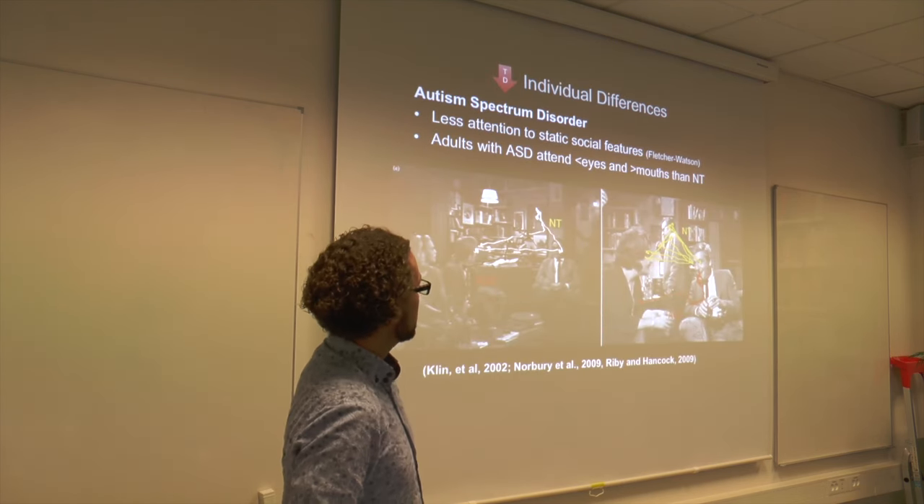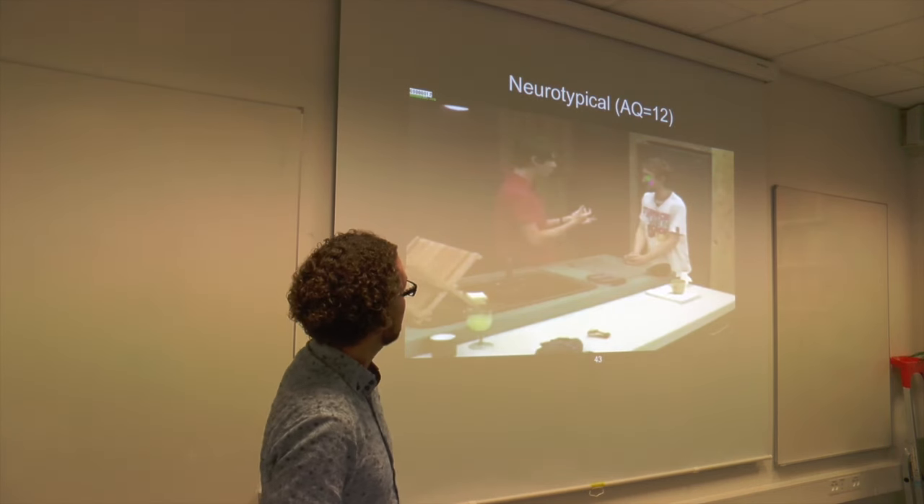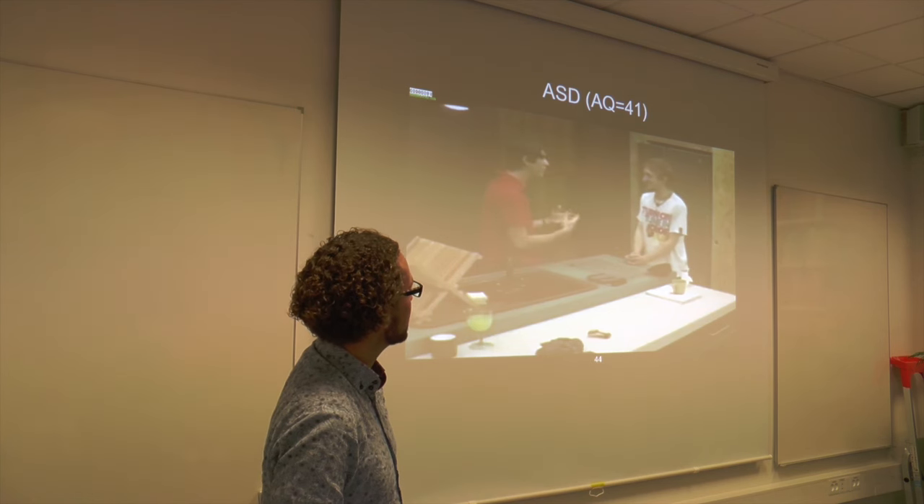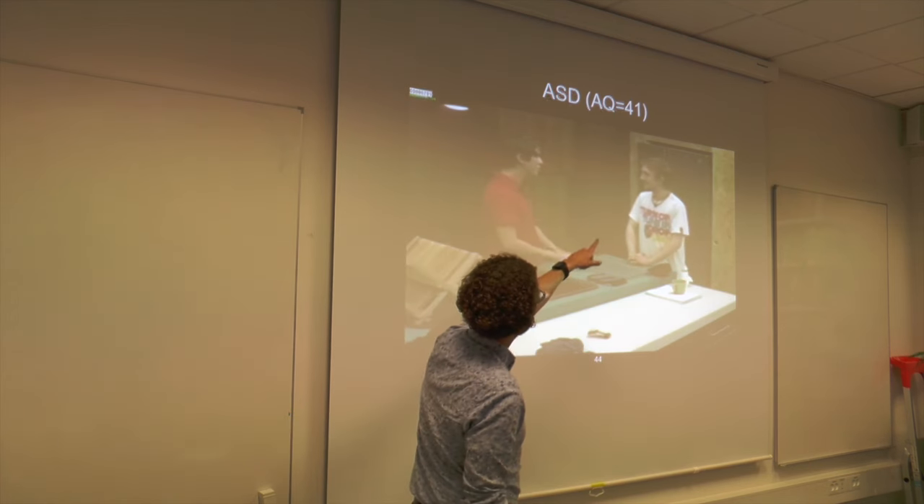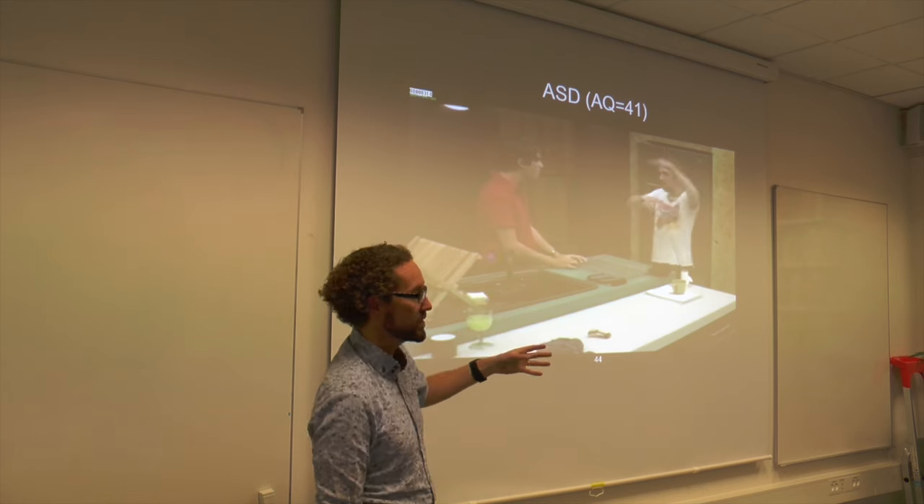I'm going to skip some stuff. I'll show you this. It's cool. This is what an adult with autism does when he's looking at that same scene before. So this is his gaze, the purple thing, moving around all over the place. And it's just immediately apparent without even quantifying this.